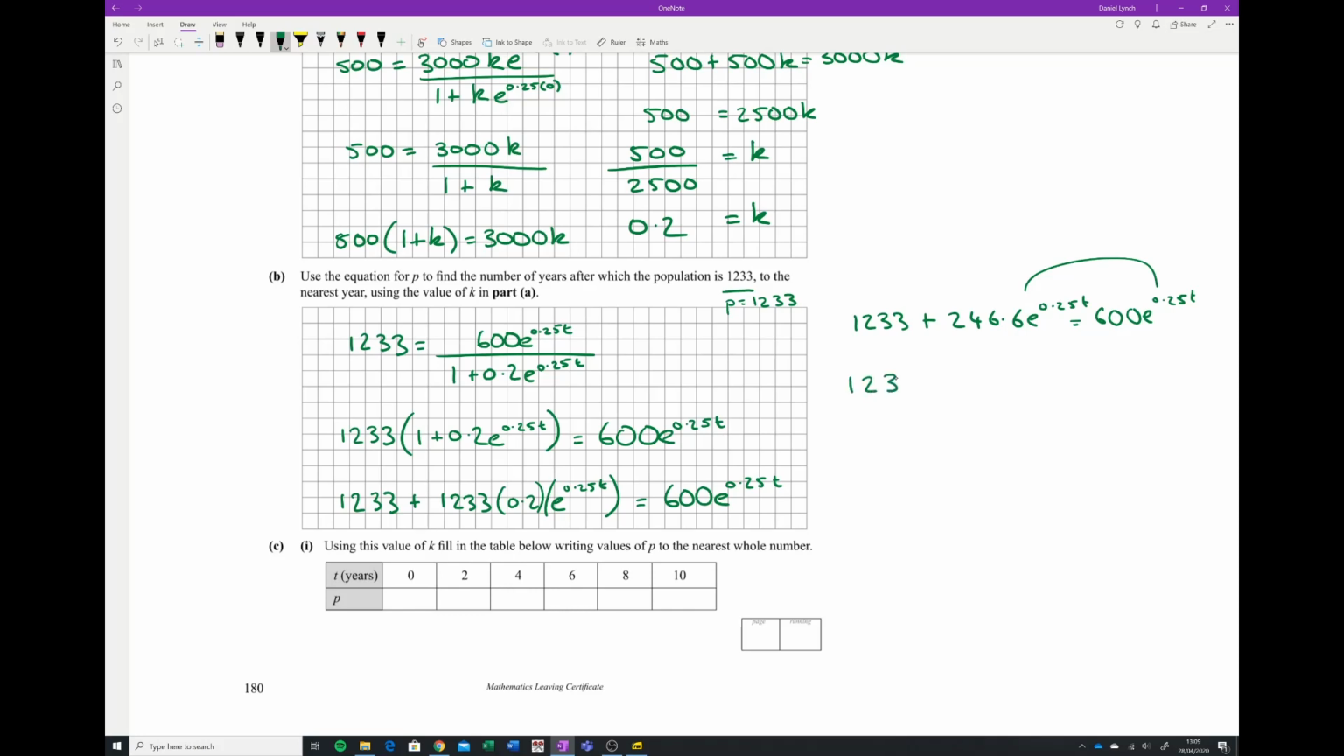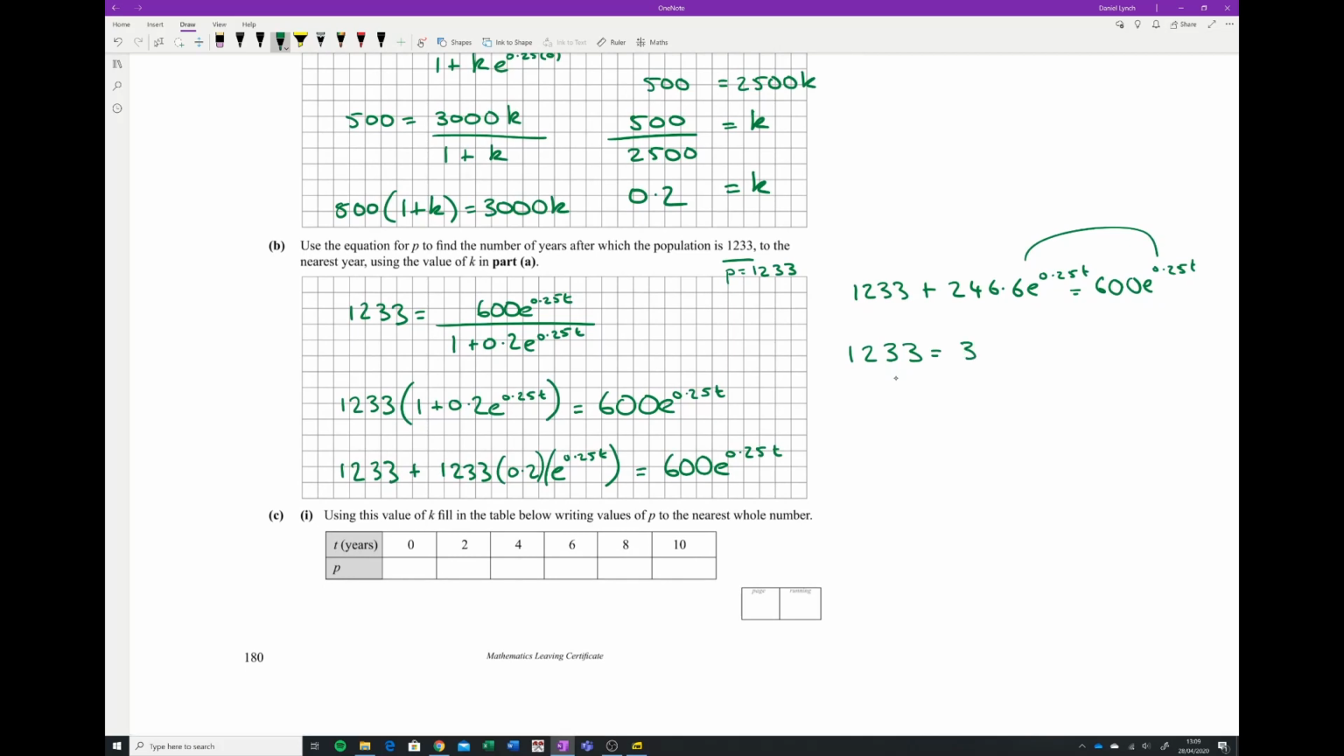0.25t. So we get this is equal to, and really on your calculator you just have to do 600 minus 246.6. So we get 353.4 e to the 0.25t, and you want to just have e to the power of something first of all, so we need to divide both sides by 353.4 and this side by 353.4. So 1.233 divided by ANS, since I have it on my calculator already, is not a nice number at all.